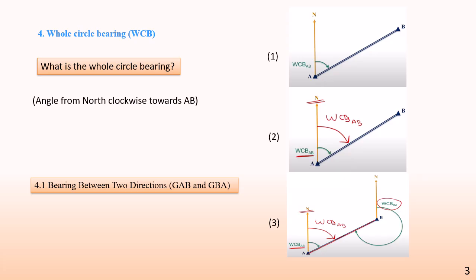And when we talk about the bearing between two directions, let's apply this definition on the whole circle bearing of BA, which is called back bearing. As well, if this is the north, let's apply the definition from north clockwise towards line BA, which is called back bearing. This is the whole circle bearing of BA.